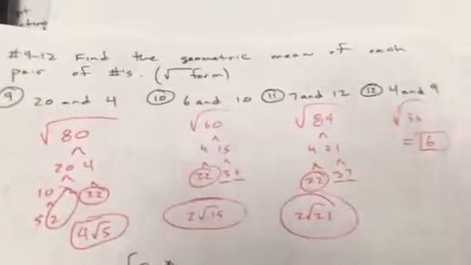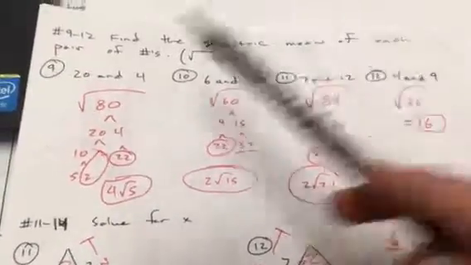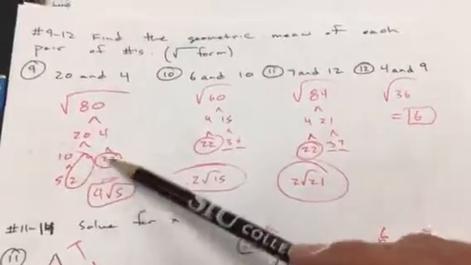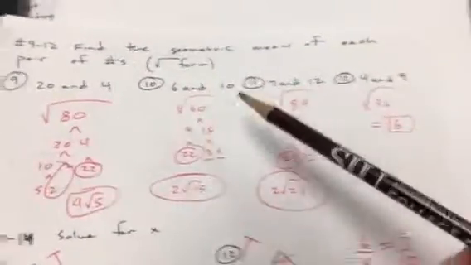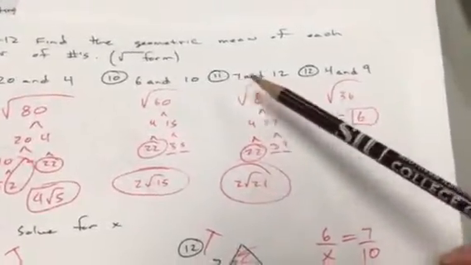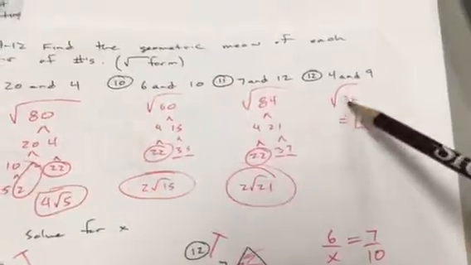All right, find the geometric mean. The geometric mean is just the square root of the product of the two numbers. 20 times 4 is 80. Root 80, break it down. 2 times 2 is 4. 5 stays on the inside. 6 times 10 is 60. Break it down. 7 times 12 is 84. Break it down. 9 and 4 give you 36. The square root of 36 is 6.